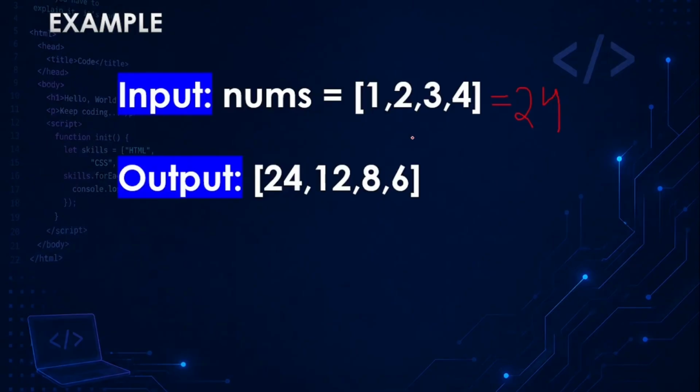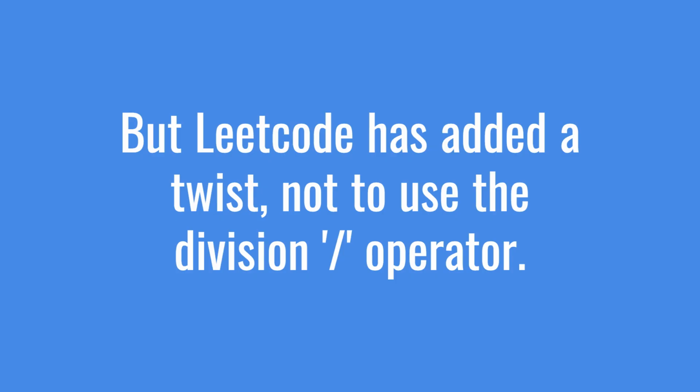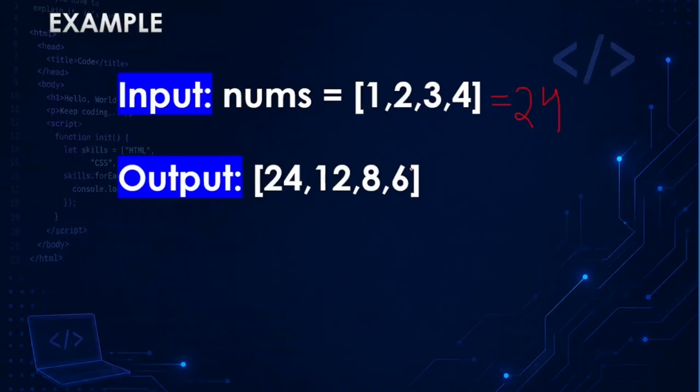Again for index 1, 24 divided by 2, I'll get 12. Once again, 24 divided by 3, I'll get 8. I'll be dividing 24 by 4, which will fetch me 6. Except LeetCode says you may not use division, meaning you can't use the division operator. With that, let's think differently.